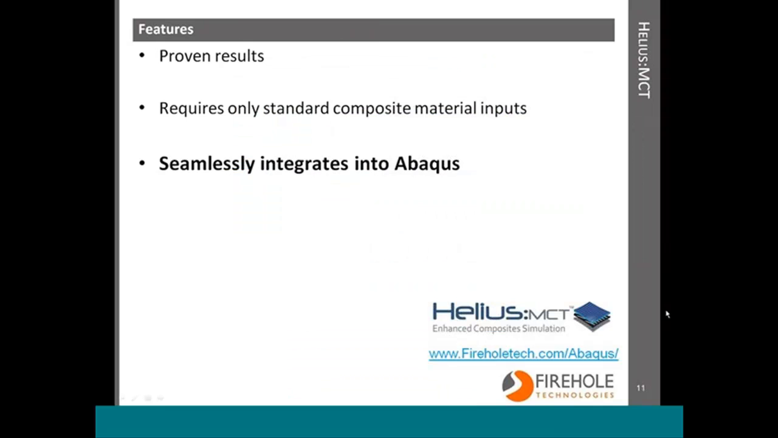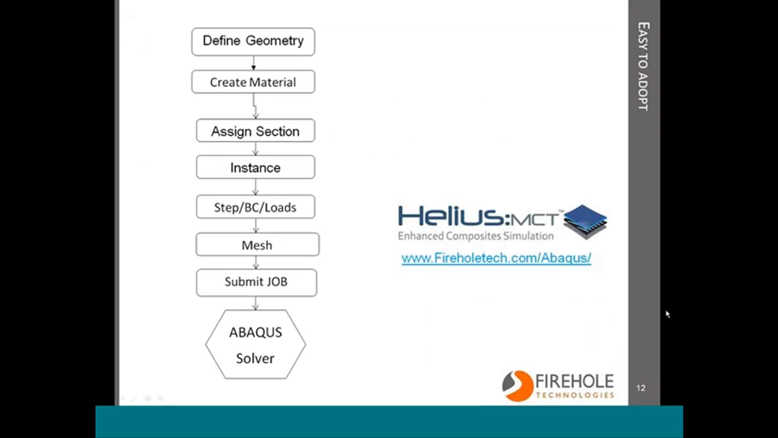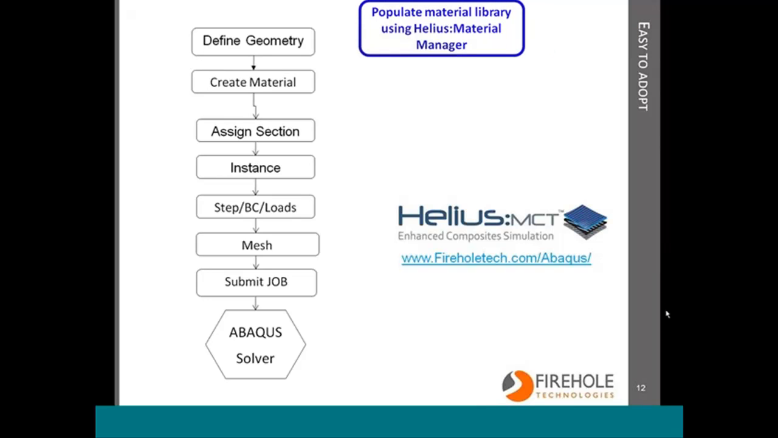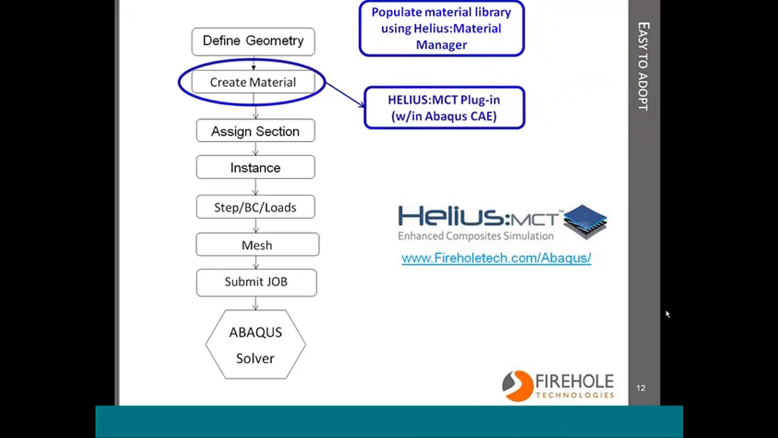The third feature I'm going to talk about is how Helius MCT seamlessly integrates into Abaqus. Here's a flow chart of a typical structural analysis process. Helius MCT alters this process in 3 places. The first step is to characterize your material using the Material Manager, which I just showed you. Then, during the model building process, you create your material using the Helius MCT plugin. And finally, at runtime, the Helius MCT solver add-in is called to define stiffnesses, stresses, and the failure state.